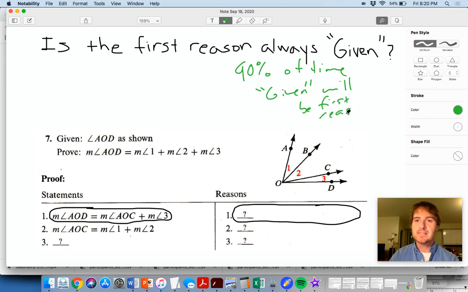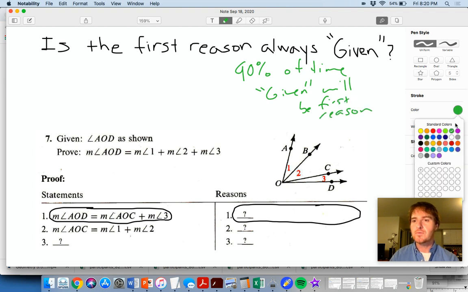So let's take a look to see if given is going to be the first reason on this particular proof right here. Quick reminders on proofs and the structures of what we're trying to do. Again, this is given and then it says prove here because we're trying to prove a fact. The given is kind of the hypothesis, the part that comes after the if in an if-then statement, and then the prove statement is the conclusion. That's the thing we're trying to prove here.